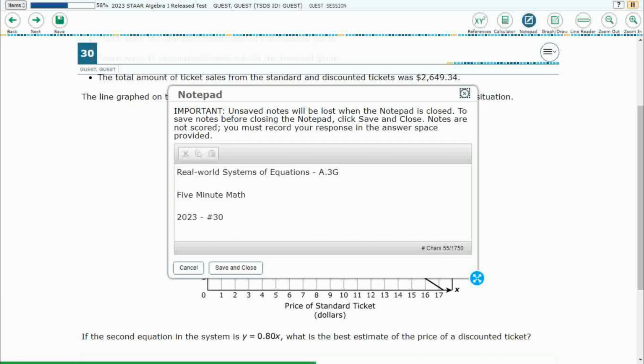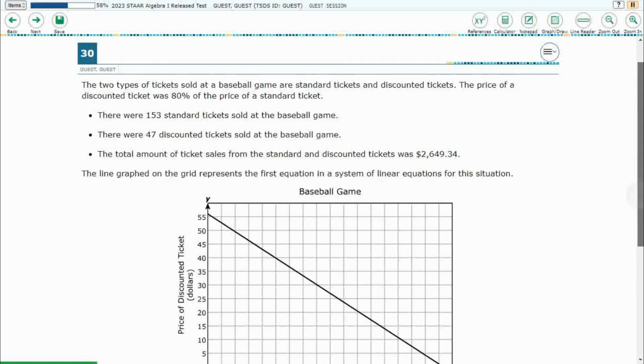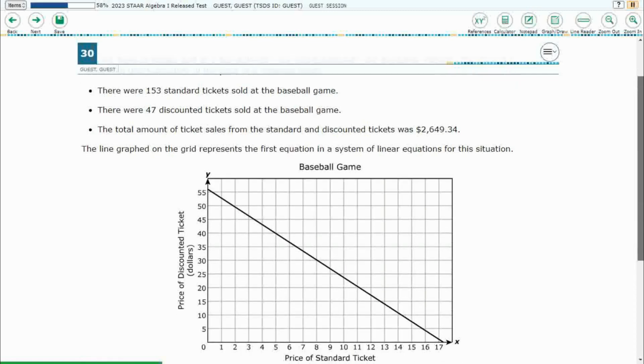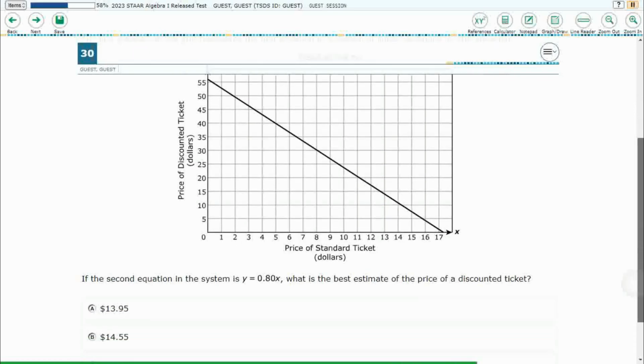Today we are looking at the Algebra 1 concept of real-world systems of equations. This is standard A.3G in the great state of Texas, and we are using item number 30 of the 2023 released STAAR test. If you haven't done so already, please go ahead and take a moment to pause the video, work this problem out on your own, unpause it, and we will look at our answers together.